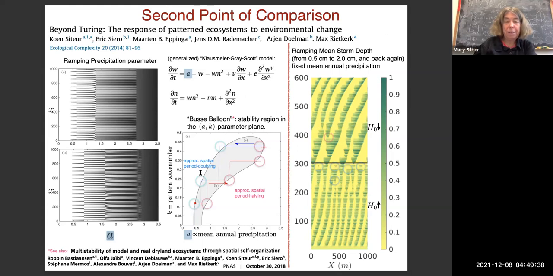With our model, we can do similar kinds of ramping experiments, but there are some interesting ones that we've tried. In this one here, we kept the mean annual precipitation the same over the course of the simulation, but we changed the typical storm strength. So we went from about 0.5 centimeter to 2 centimeters, and then ramped it back down again. So you can see these isolated splitting and collapse events or merging events, and that there's considerable hysteresis in this.